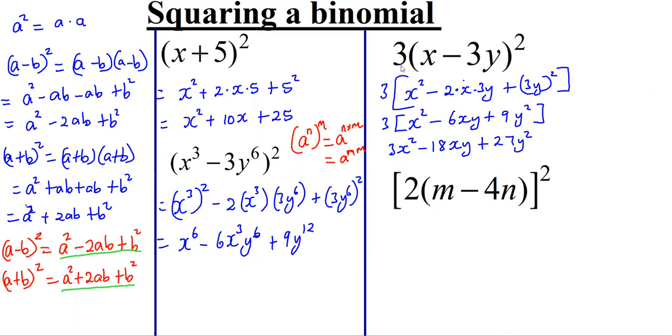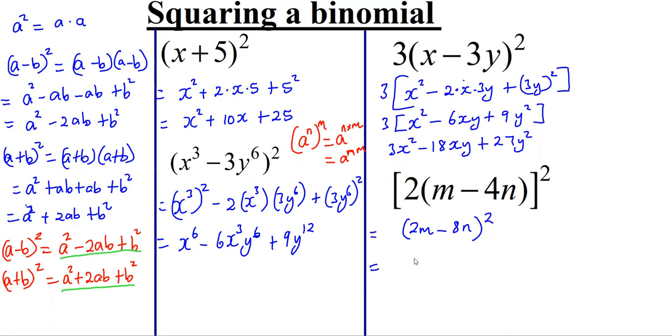For this one, 3 is outside of the bracket. So what we're actually squaring here is only the x minus 3y, not the 3. 3 is not being squared. But what about here? We are squaring everything inside here, everything inside the big bracket. So to make our life easier, we put our new bracket there and remove the inside bracket. It's going to be 2m minus 2 times 4 is going to be 8n. Then we have our squared outside there.